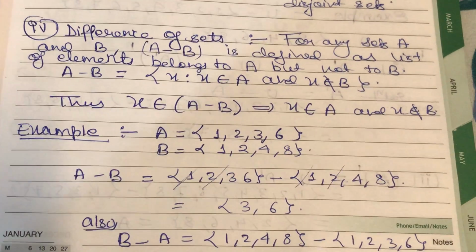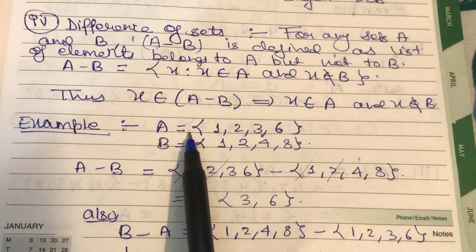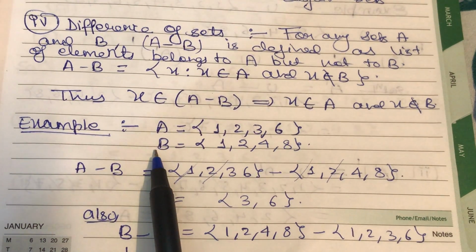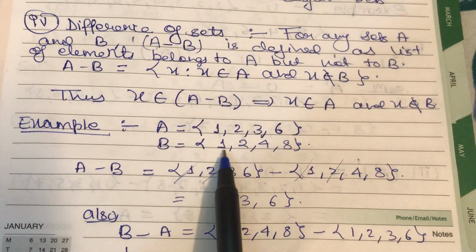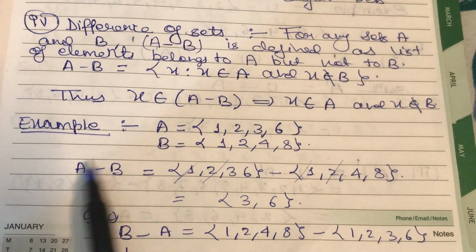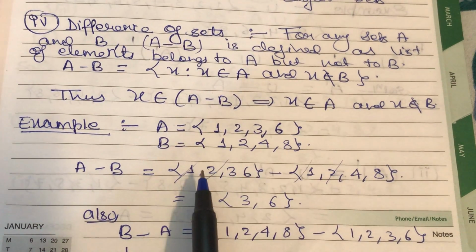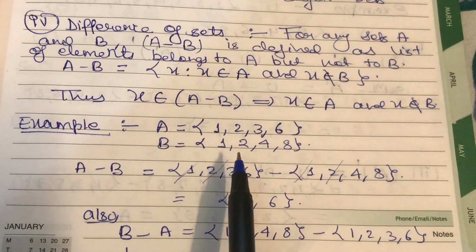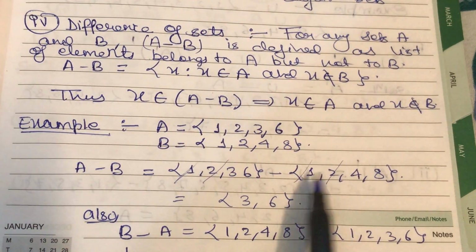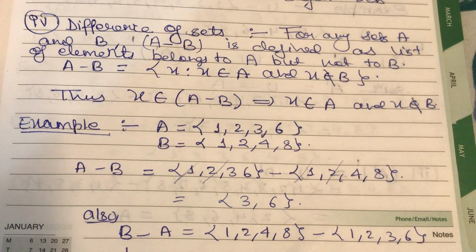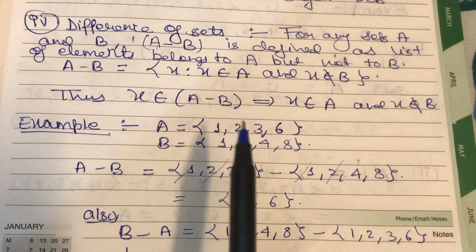For example, I have a set A with elements 1 2 3 6 and another set B with elements 1 2 4 8. Now A minus B: first of all, in place of A I'll write 1 2 3 6. Then the minus sign. In place of B I can replace it by this, so I'll write 1 2 4 8, right? I have written it. Now I said that A minus B means the list of elements which belong to A but don't belong to B.